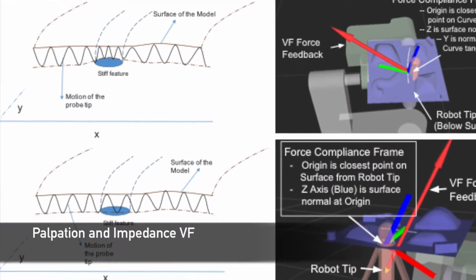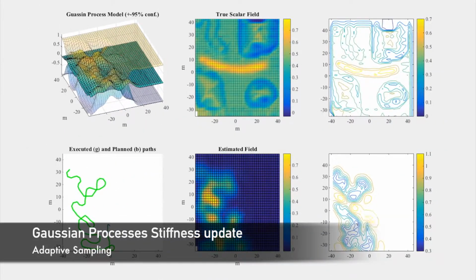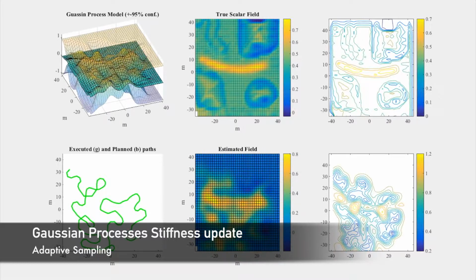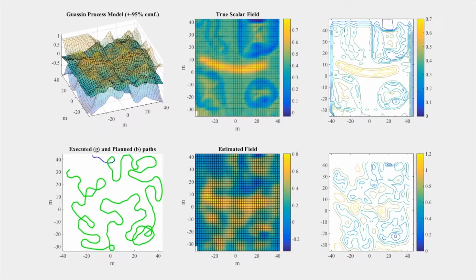During teleoperation, we use superimposed sinusoidal palpation to better estimate surface stiffness and height. You can see here our work on incremental stiffness estimation based on adaptive sampling techniques. This surface information is later used for updating the model environment.